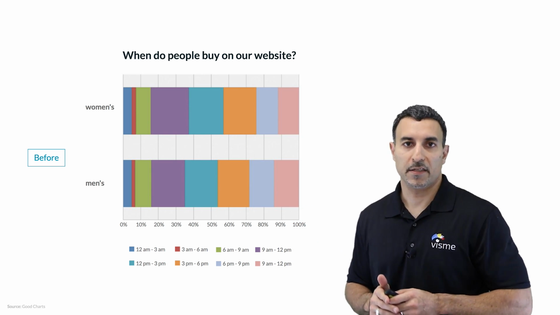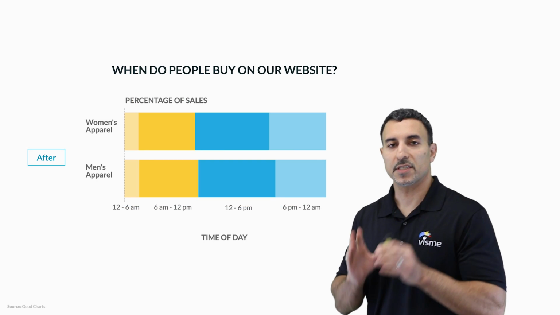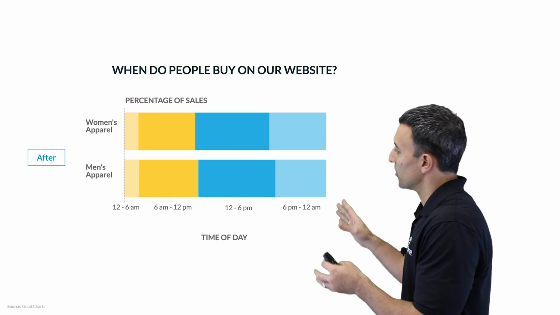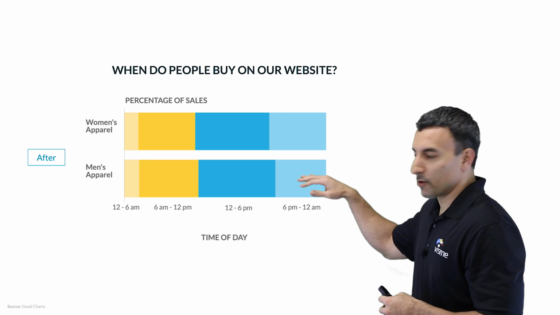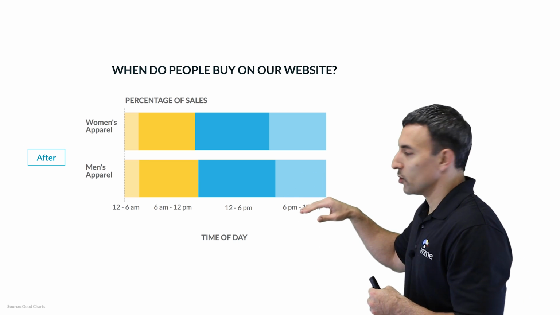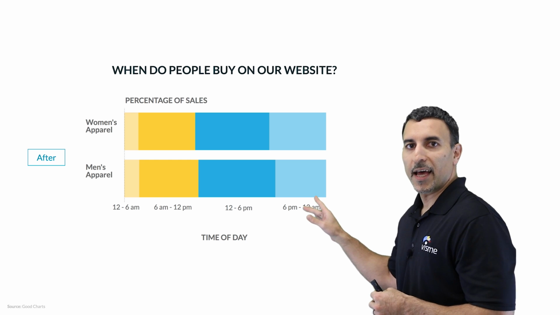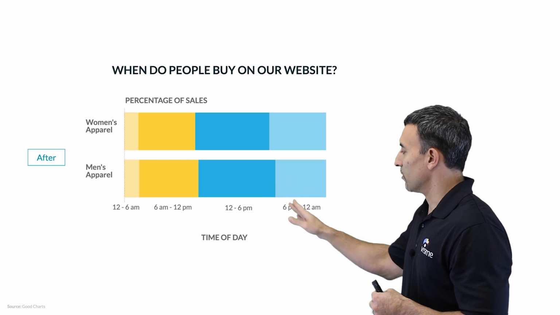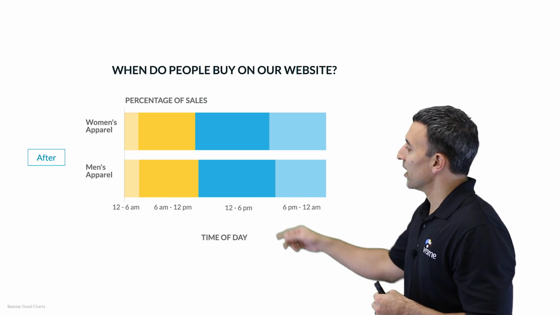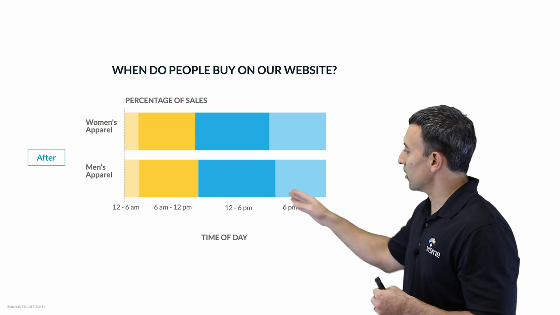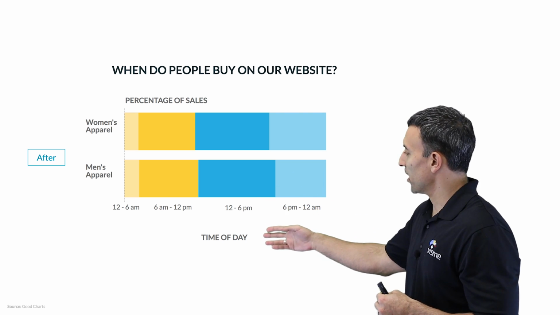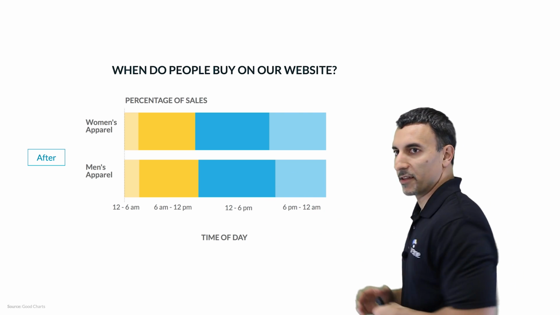Now let's simplify this a little bit. Let's look at another example. It's the same information, but it has been simplified. So same title, but in this case, what we're doing is grouping those segmentations into just 4 quadrants. And you can clearly see that the blue area, which is about 12 to 6 p.m., the women's and men's apparel are most often bought on this website.